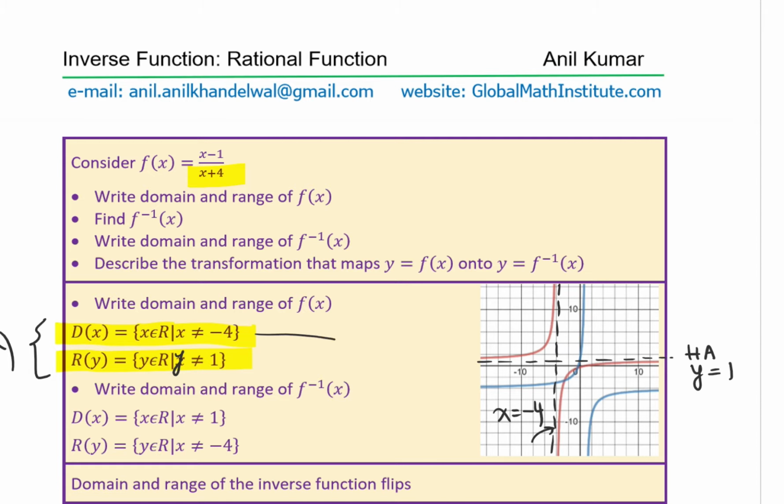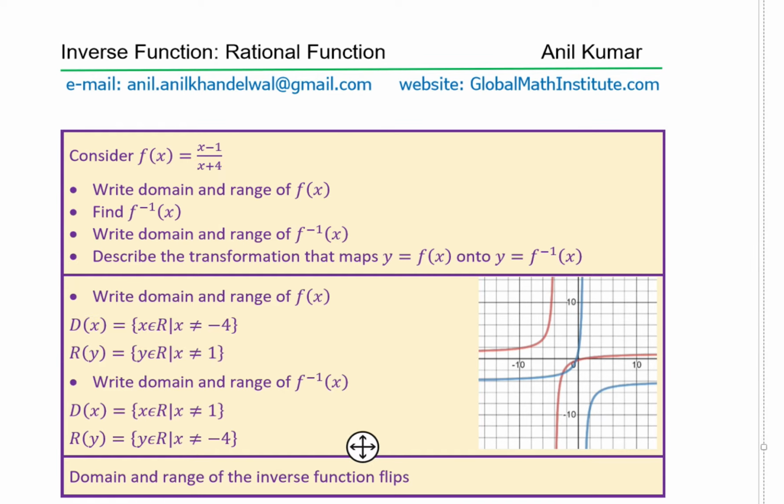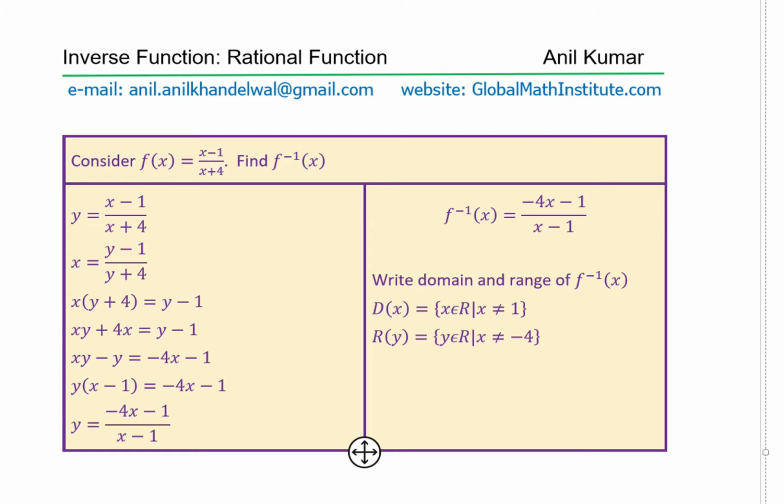Now, to find the domain and range of inverse of the function, we just swap this, correct? So this part, which is the domain, now becomes the range. So we say range is that y belongs to real numbers, but y is not equal to minus 4. And the range part becomes the domain for the inverse function. So they swap. And therefore, we can write the solution for 1 and 3.